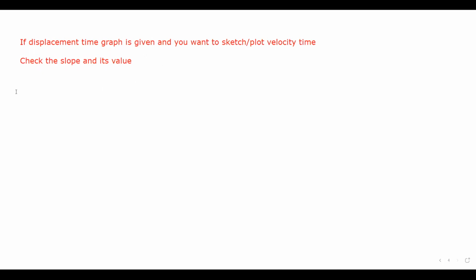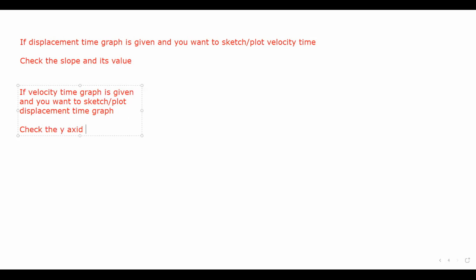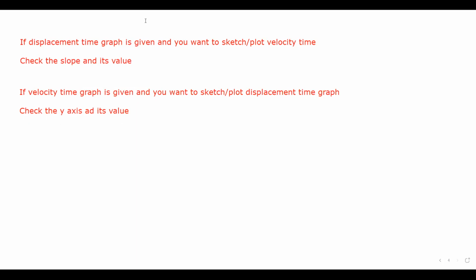But if a velocity time graph is given and you want to sketch or plot the displacement time graph, then you will check the y-axis and its value, whether it is positive or negative. Is the idea clear?